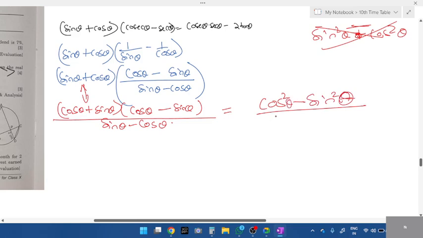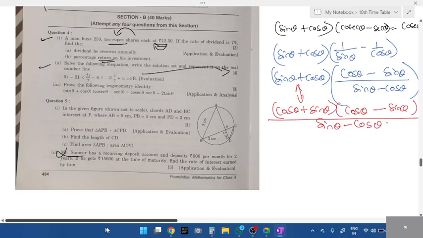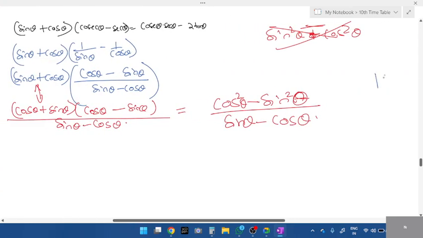Divided by what? Sin theta cos theta. What do we need to convert this into? Which one? Respond, students. Sin theta and cos theta is given. Tell me, is there any other way to convert this? How many marks question? 3 marks question. If you do it till here, then you'll get 1.5 mark. Another 1.5 mark is the most important part.